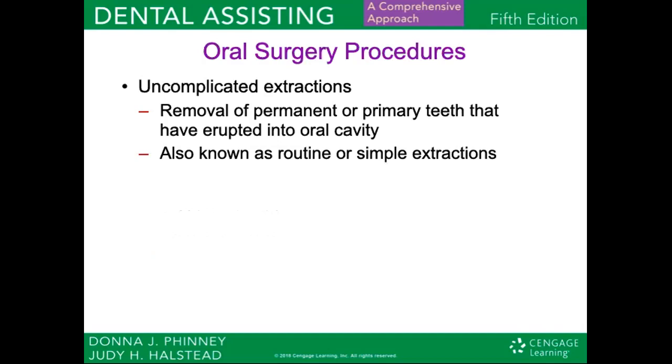Oral surgery procedures, including uncomplicated extractions, involve the removal of permanent or primary teeth that have erupted into the oral cavity. The crown of the tooth to be extracted is generally intact, allowing adequate surface area for forceps to grasp. Sutures are usually not required here, and instrumentation is minimal.